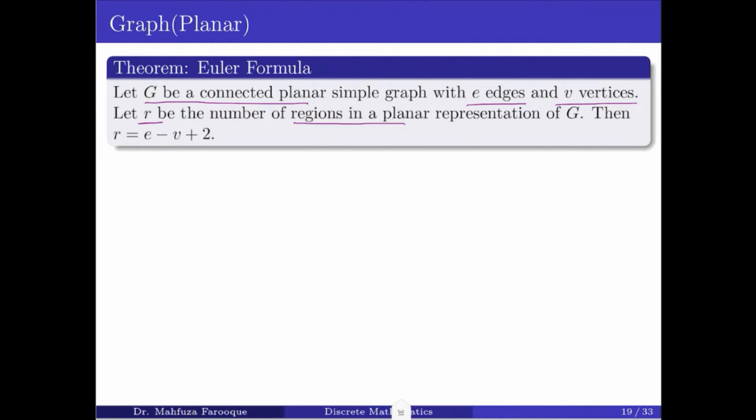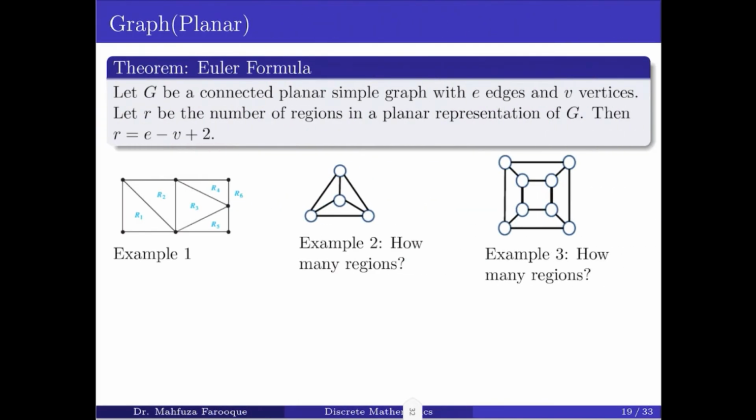If this is the case, then the number of regions is equal to the number of edges minus the number of vertices plus 2. By this formula, we can easily identify whether a graph is a connected planar simple graph. If we see that any graph does not satisfy this formula, we can easily determine that the graph is not a planar graph. So let's see how many regions we will find for the following graphs.